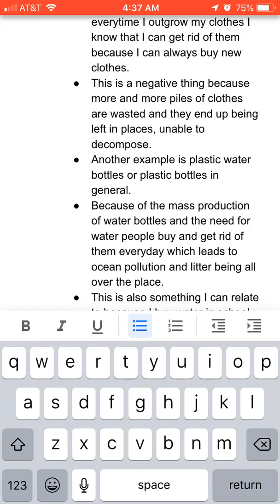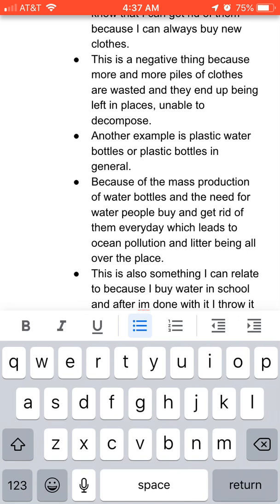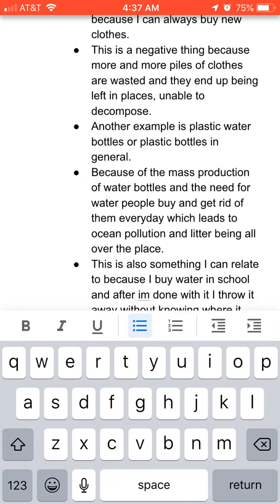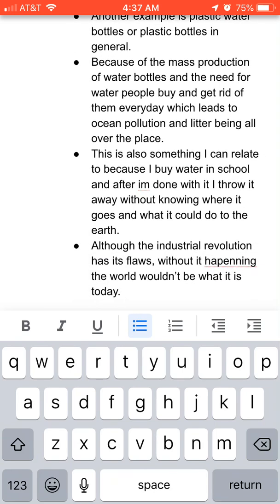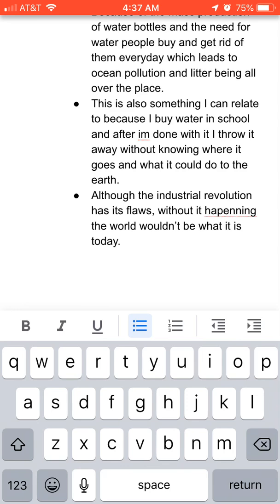Another example is plastic water bottles, or plastic bottles in general. Because of the mass production of water bottles and the need for water, people buy and get rid of them every day, which leads to ocean pollution and litter being all over the place. This is also something I can relate to because I buy water in school and after I'm done with it, I throw it away without knowing where it goes and what harm it could do to the earth. Although the Industrial Revolution has its flaws, without it happening, the world wouldn't be what it is today.